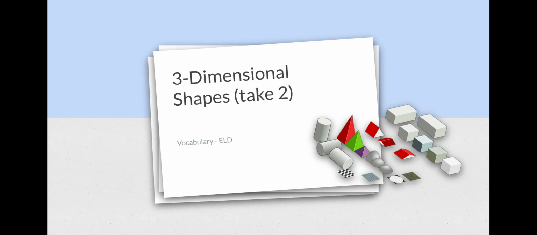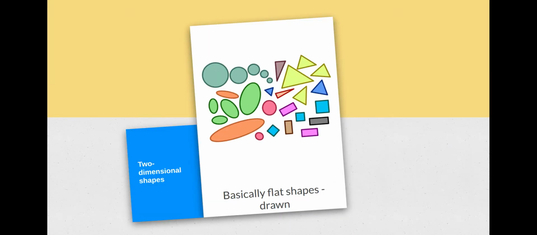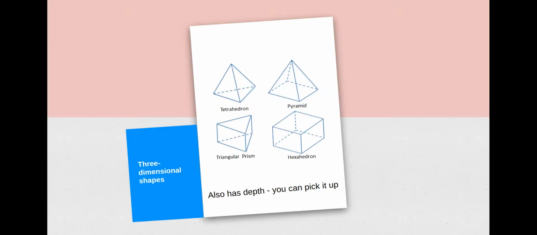Hi, boys and girls. We're going to go over some vocabulary that deals with three-dimensional shapes that you're going to see this week with your math lessons. The first word or information is two-dimensional shapes, which are basically flat shapes that are drawn, which you see here. The next one is three-dimensional shapes. They have depth, and you can pick them up. And we're going to go over a few of these.